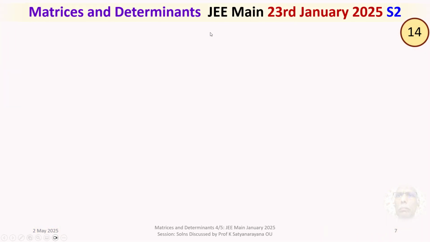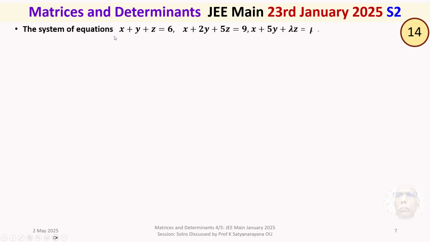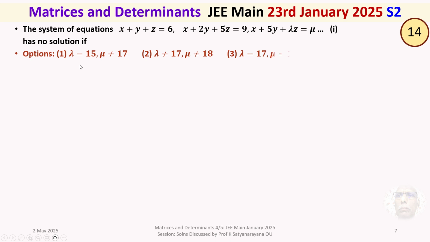This question has appeared in the JEE Main exam held on 23rd January 2025 in the second shift. The given question is the system of equations. Again, the system is here. Call this system 1, which involves lambda and mu, has no solution. For which values of lambda and mu does this system have no solution? Various values are given here.